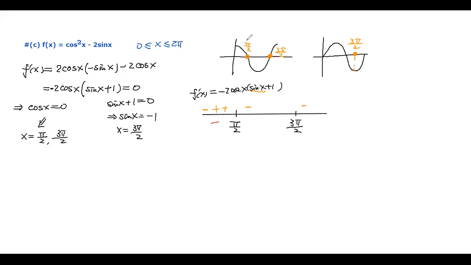Okay, now let's take a look at the next one here. Somewhere between pi over 2 and 3 pi over 2, as you can see, the cosine is always negative, so it's negative.